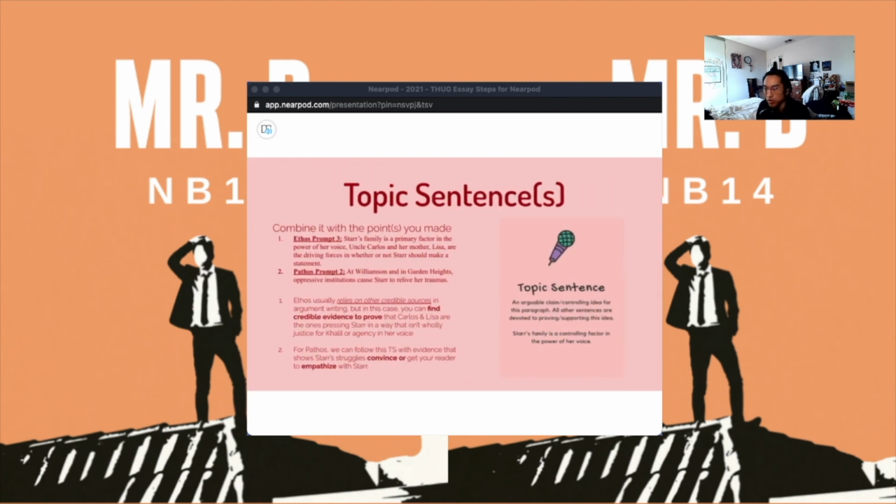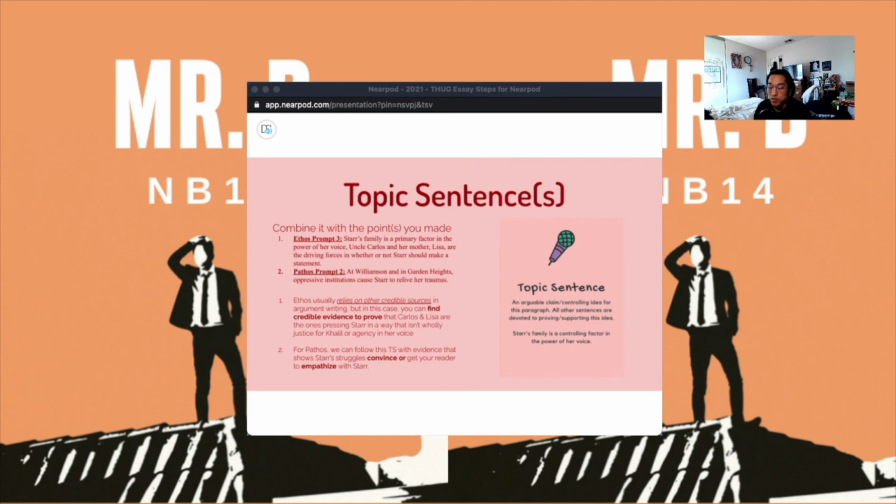Here's another example if you wanted to use ethos or pathos. So prompt number 3, ethos. Star's family is a primary factor in the power of her voice. Uncle Carlos and her mother Lisa are the driving forces in whether or not Star should make a statement. Ethos usually relies on other credible sources in argument writing, but in this case, you can find credible evidence to prove that Carlos and Lisa are the ones pressing Star in a way that isn't wholly justice for Khalil or agency in her voice.